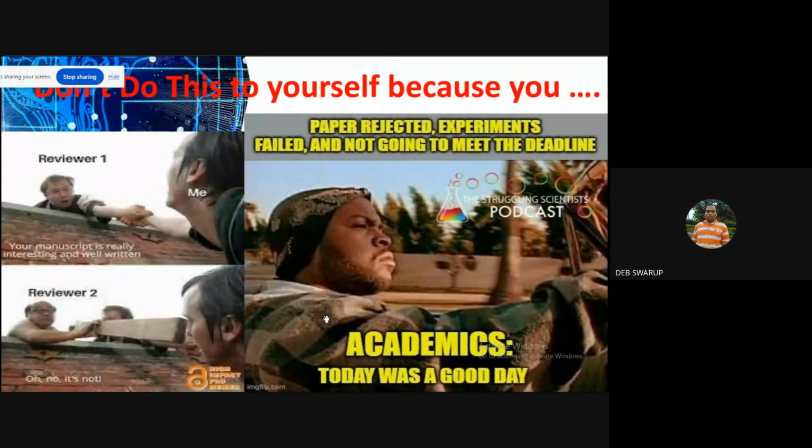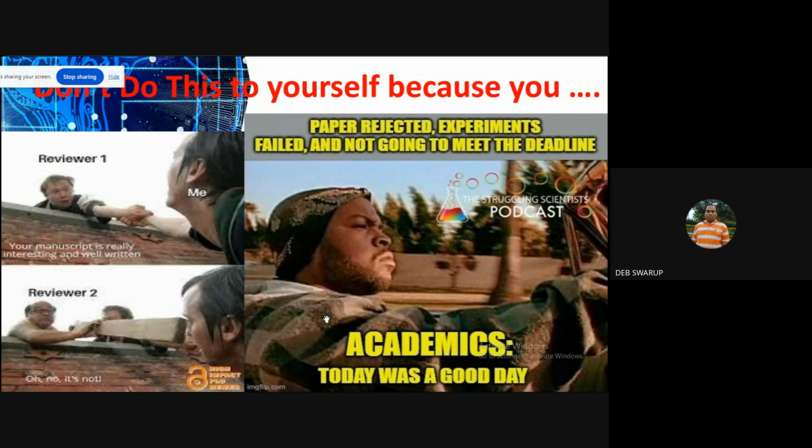Here is one meme actually, with two parts to it. One reviewer says your paper is interesting, well written. The other one generally comes and hits you hard in the face that it is not. And trust me, if, between two reviewers, one says it is not, that means your paper is getting rejected.